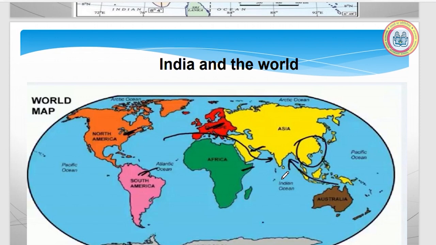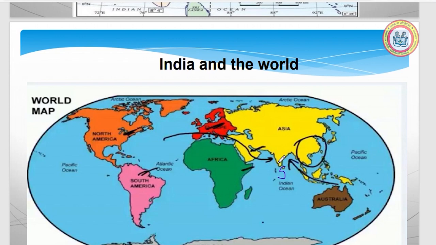It is a southward extension of the Asian continent. This is the north part of Asia and here is the south part of Asia. So our country India is in the southern part of the Asian continent. The trans-Indian Ocean routes, which connect the countries of Asia, West and East Asia, provide a strategic central location to India.